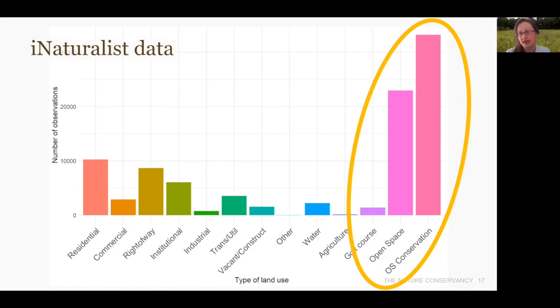So I love looking at spatial data on a map, but here's another way we look at it to try and see if we can find patterns. These data are aggregated or grouped into their land use cover types. And you can see on the far side of the plot that open space, which is parks and preserves and conservation lands, definitely account for a lot of the observations in our data set.